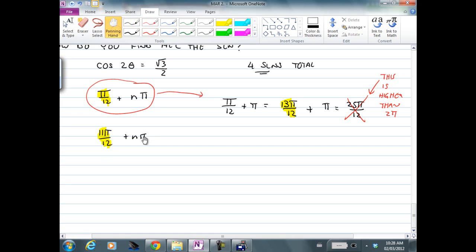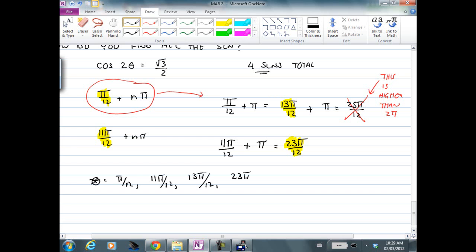Guys, gals, we're going to do this again. Because we have 4 answers, I only found 3. So we're going to use my second formula right now. And we get 11 pi by 12 plus pi. Okay, we're going to keep doing this until we hit all 4 answers. And when you do, you get 23 pi by 12. And this is actually my 4th one. So when you write your final answer, all 4 answers, you're going to say theta equals pi by 12, 11 pi by 12, 13 pi by 12, and finally 23 pi by 12.